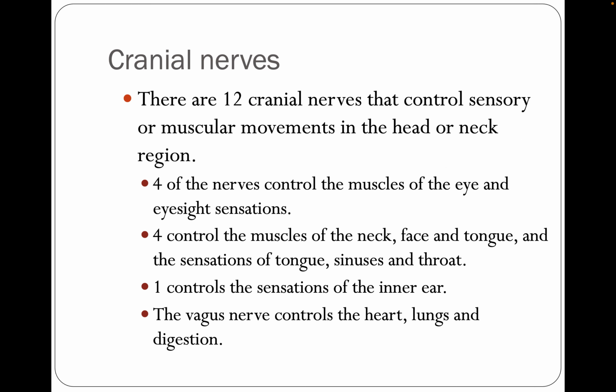There are 12 cranial nerves that control sensory or muscular movements in the head or neck region. 4 of the nerves control the muscles of the eye and the eyesight sensations. 4 control the muscles of the neck, face, and tongue, and the sensations of tongue, sinuses, and throat. 1 controls the sensations of the inner ear. The vagus nerve controls the heart, lungs, and digestion.